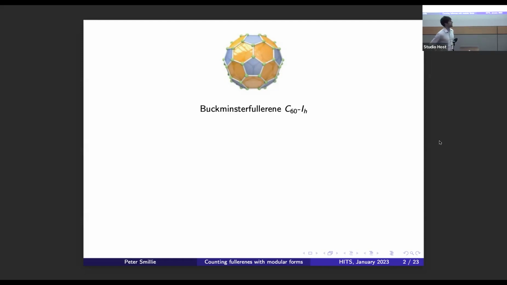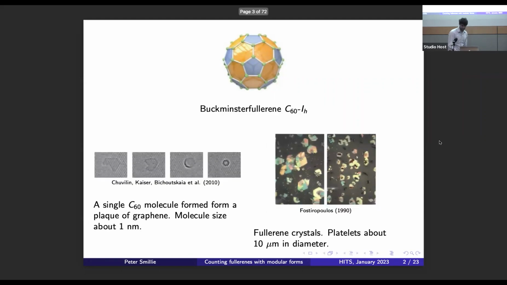And it's very symmetric. So the group of symmetries is the icosahedral group, and that's what the Ih is doing. So this is the name of this molecule. Here's some pictures of it. On the left from a transmission electron microscope, and on the right with an optical microscope. Those platelets are about 10,000 fullerenes across, and on the left you see a single fullerene.